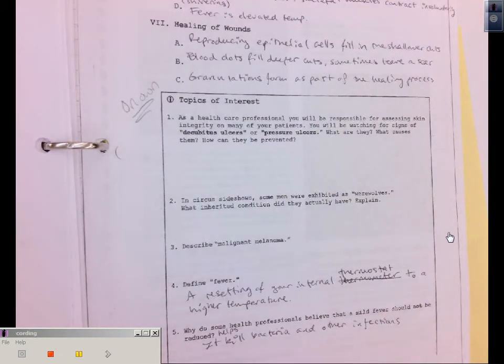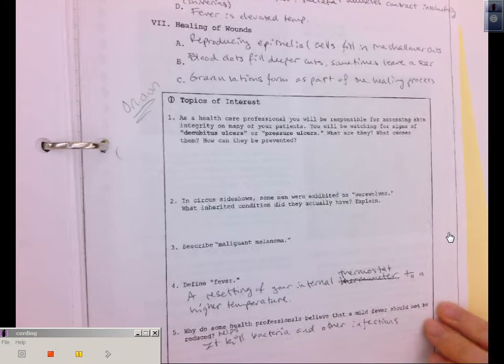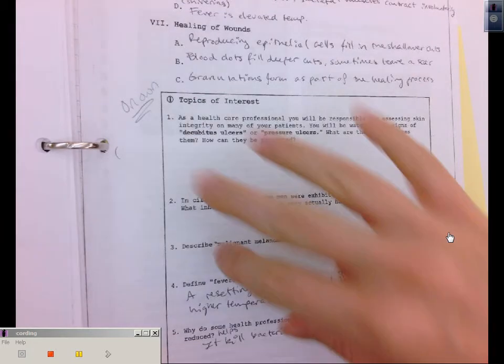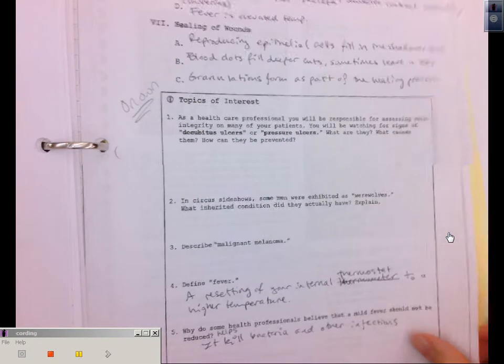All right, so this is where you guys left off with your notes here. This part right here, these topics of interest, these are nice little case studies to get you thinking about the different things that can affect the skin. So I'd like you to take some time on your own at home using the internet, or after school, or during lunch or the Wildcat Way to work on answering some of these questions. A couple of them we talked about already in class, but some of the other ones you'll want to take some time on your own to look through.